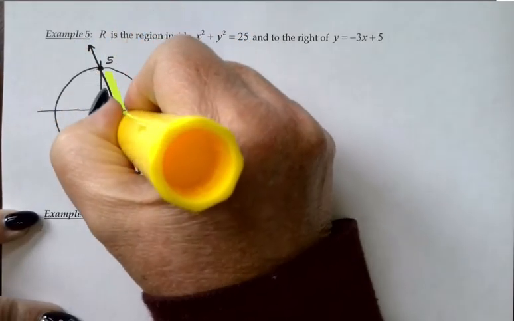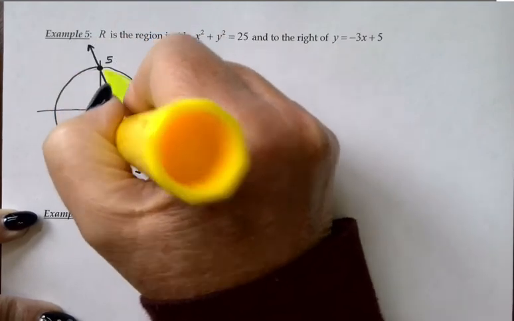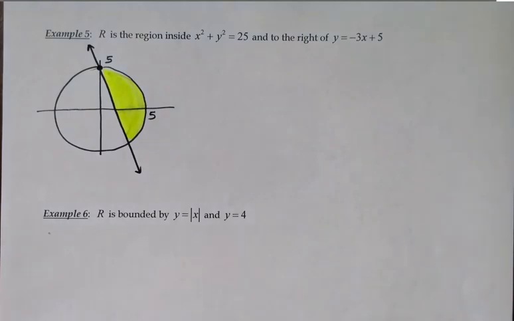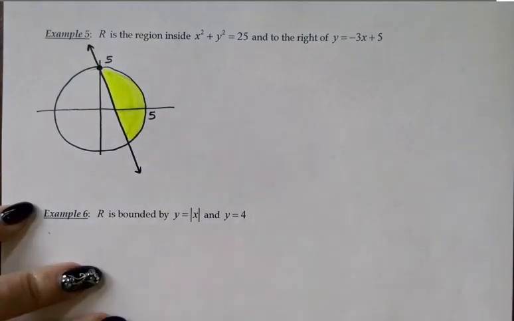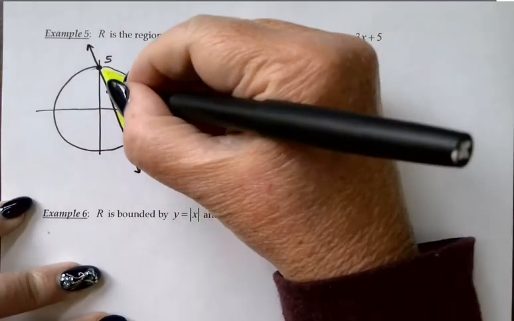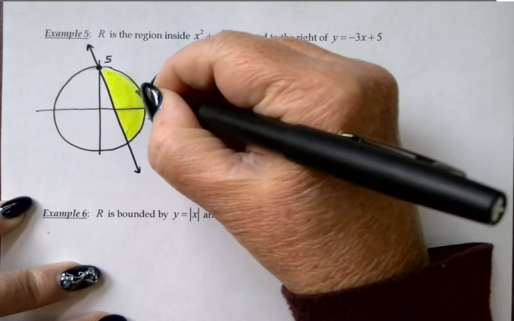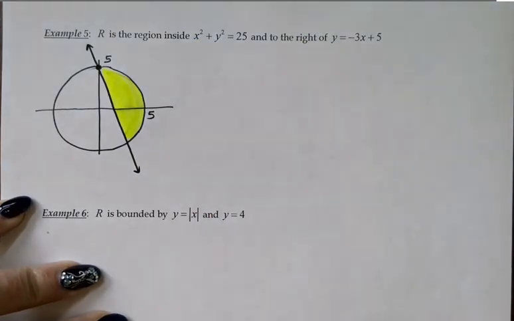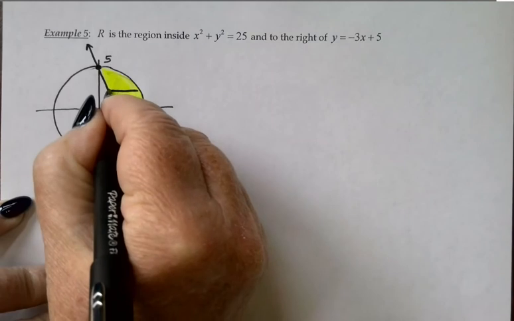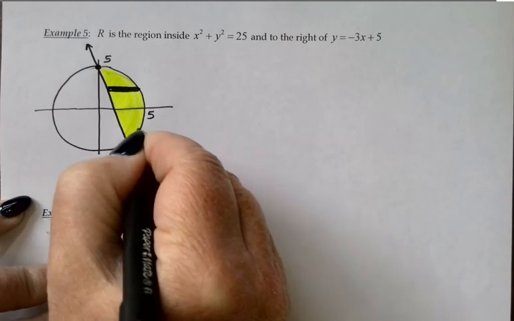So I'm looking at this region, inside the circle and to the right of the line. Okay, first of all, let's decide about our rectangles, vertical or horizontal. And I'm thinking horizontal this time. Vertical rectangles sometimes would go from the line to the circle, but over here they would go from the lower part of the circle to the upper part, which is not consistent. So I'm going to go horizontal, and that way I can always go, no matter where I look, from the line to the circle.